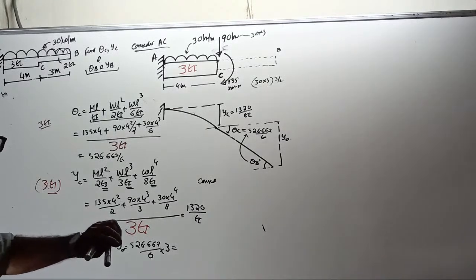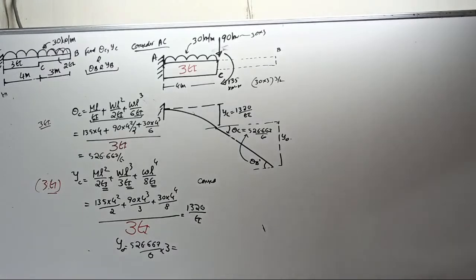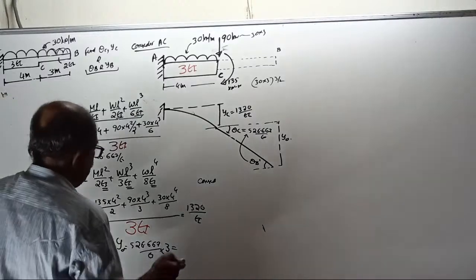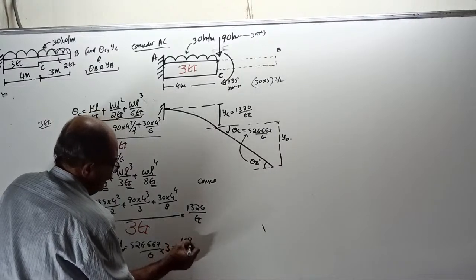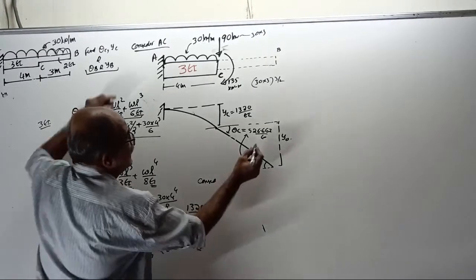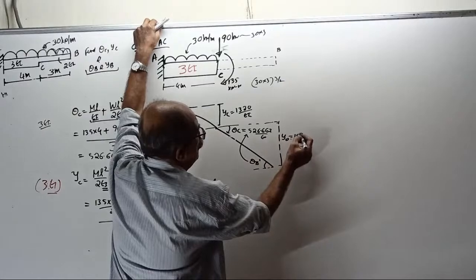526.667 into 3. 1580 by EI. Enter the answer here. It is 1580 by EI.